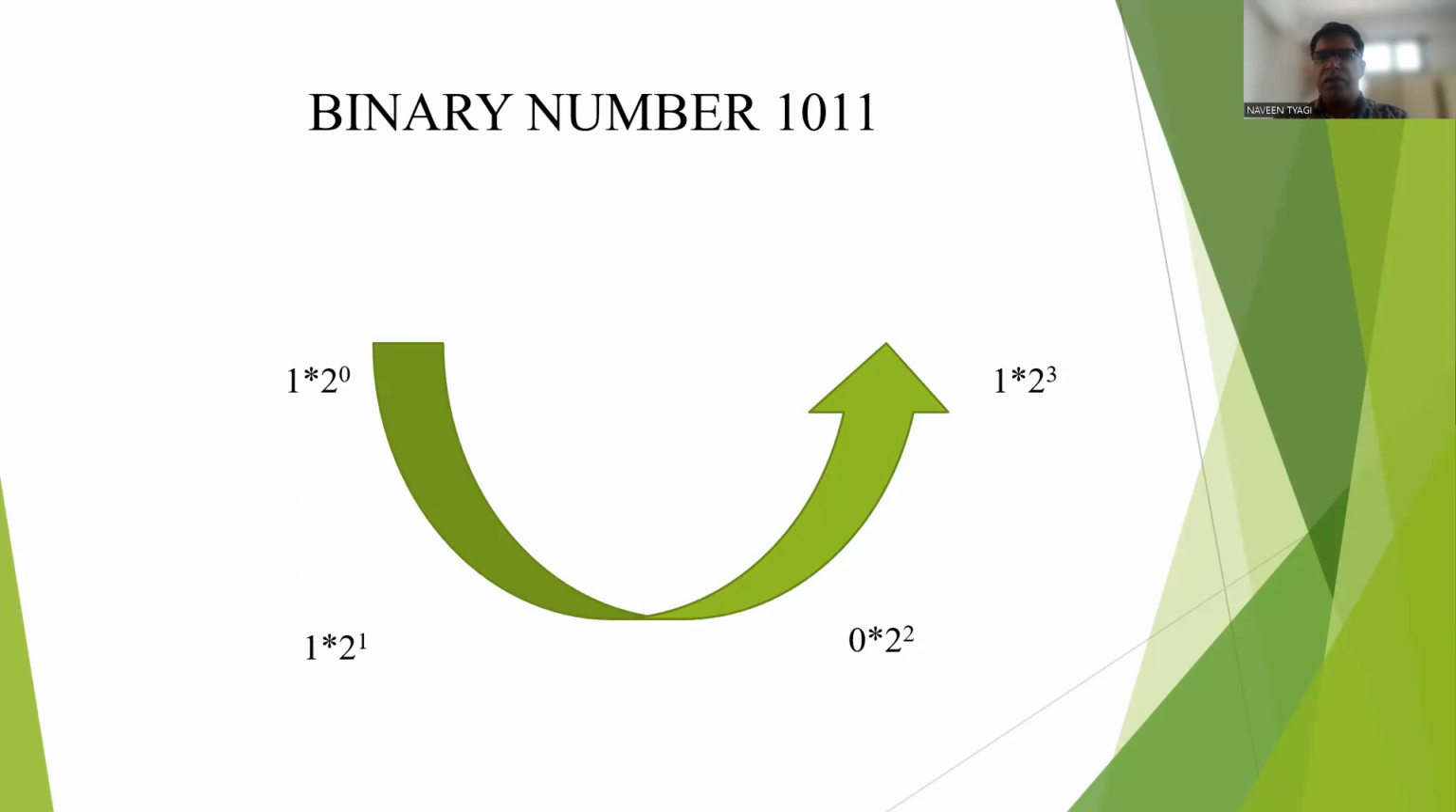When we combine all these, from the right side, 1 is multiplied by its weight, 2 raised to power 0, and the next one is multiplied by 2 raised to power 1, and 0 is multiplied by 2 raised to power 2, and the last one is multiplied by 2 raised to power 3. When we combine these, it will form the binary number 1011.